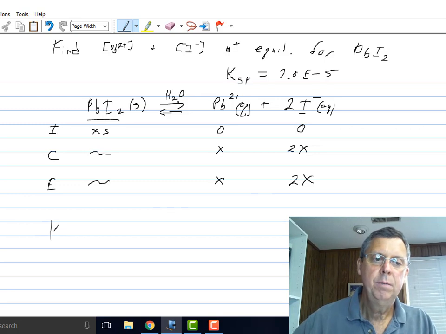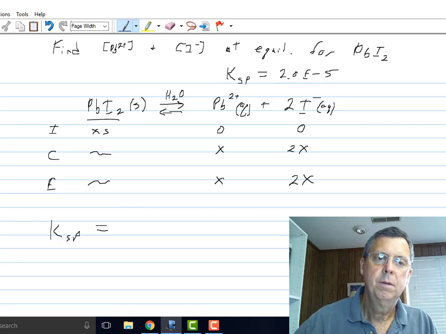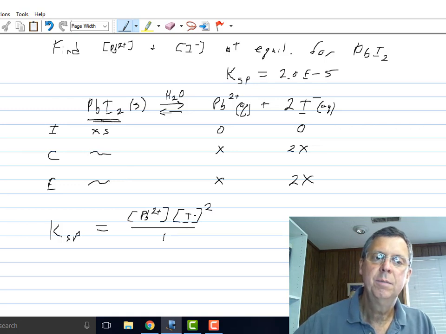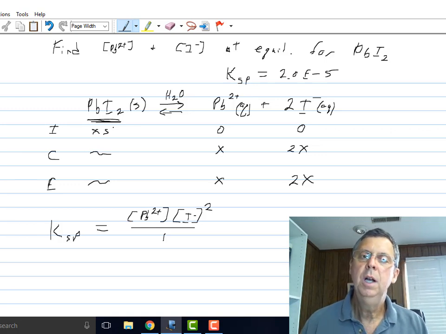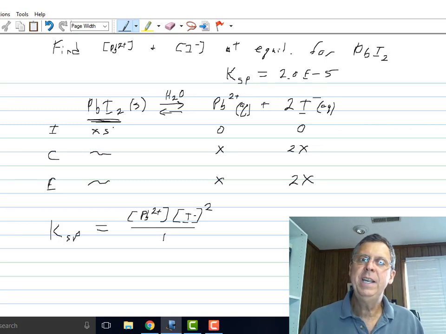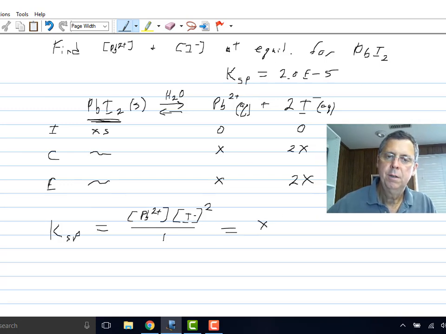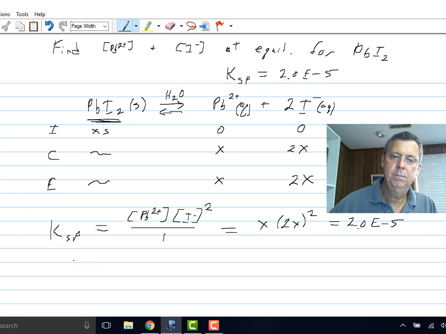So our equilibrium expression for Ksp is going to be, of course, lead concentration times iodide concentration squared, because there's a 2 coefficient, over 1. We do not include the solid in our equilibrium expression. Since we have aqueous components, solid and liquid phases are not considered because basically in that phase the lead iodide concentration is constant. And so, therefore, this equals X times (2X) quantity squared, which is equal to our constant, which is 2.0 times 10 to the minus 5. And of course, this gives us 4x cubed equals 2.0 times 10 to the minus 5.